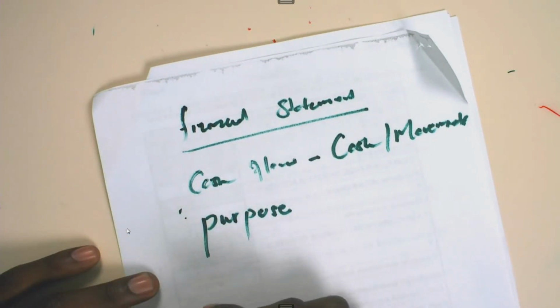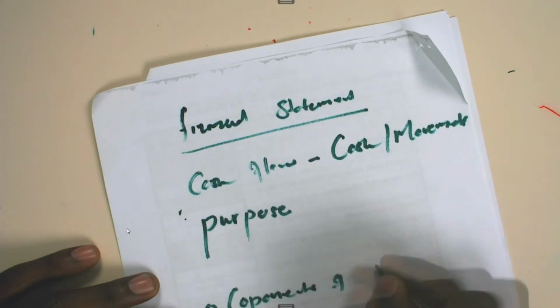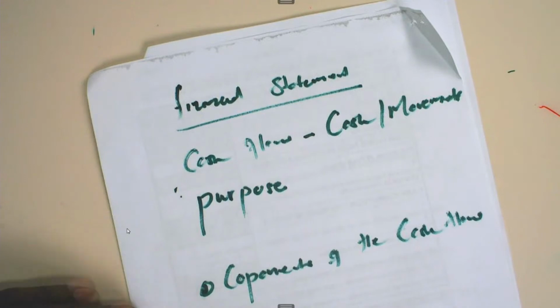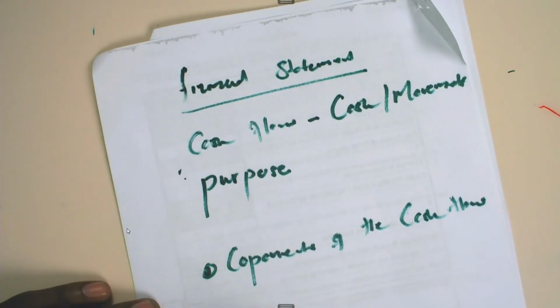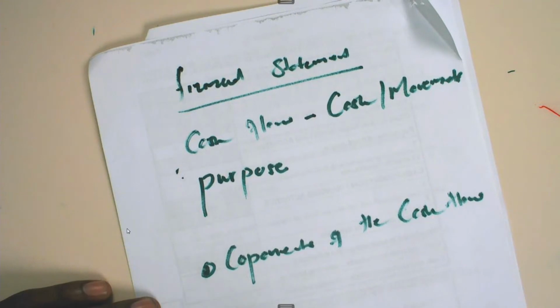And then the second thing is the components of the cash flow statement. And then lastly, we will look at the format of the cash flow statement.